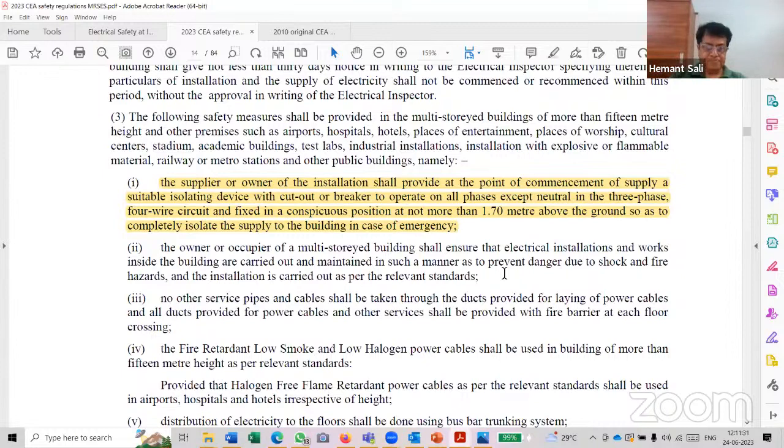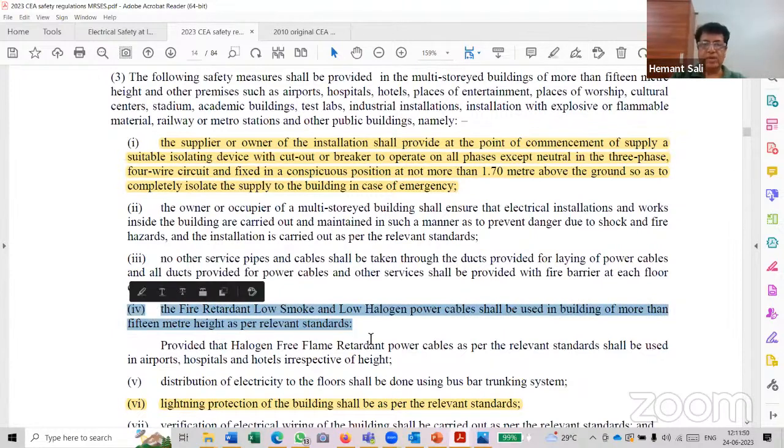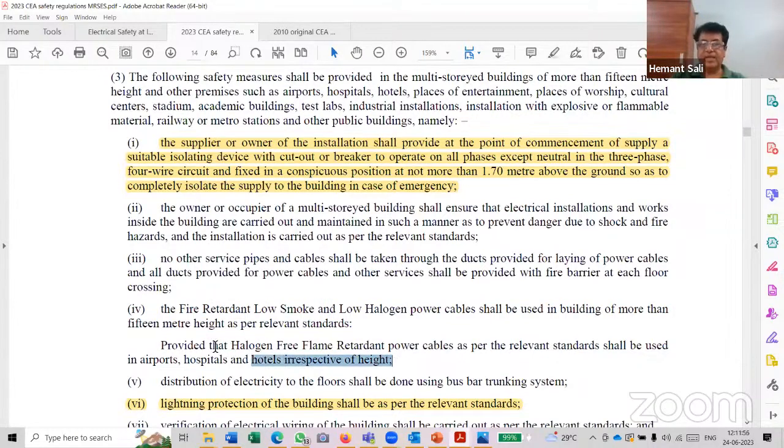Another thing is regarding the fire retardant low smoke cables. I think they have mentioned FRLS cable for the high-rise buildings, but at least the wording that FRLS cable shall be used should have been there, because HFFR cables are also there, and the use of HFFR cable is specifically mentioned for certain types of buildings. So it shouldn't be like that.